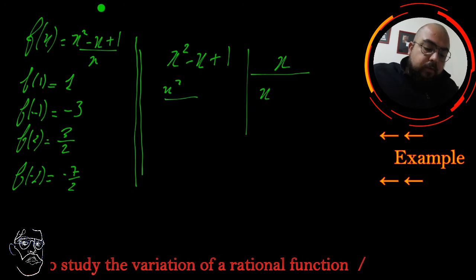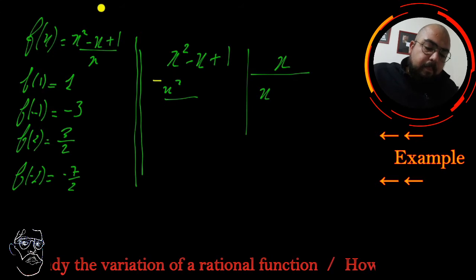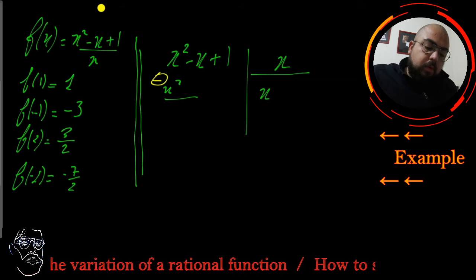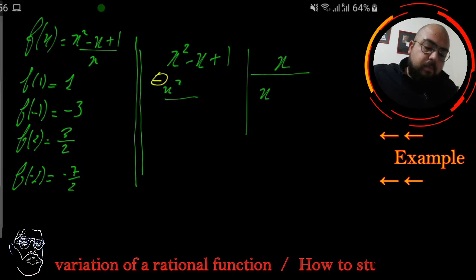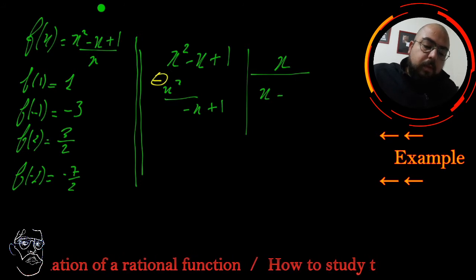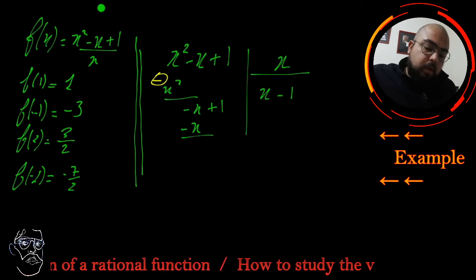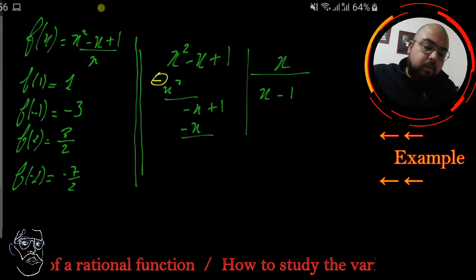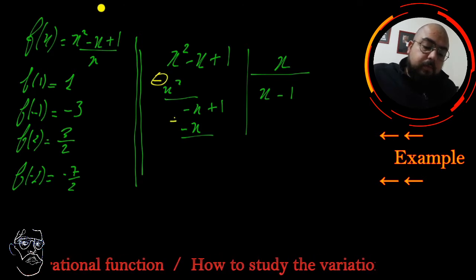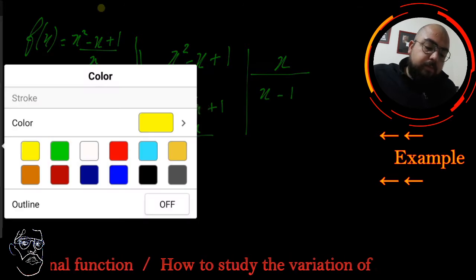So in this case I will have to change the sign, minus, so I will have 0, and then minus x plus 1, and I'm gonna multiply by minus 1. It will be minus x. Again, I will have to change the sign since I'm doing a subtraction. So what remains is finally 1.